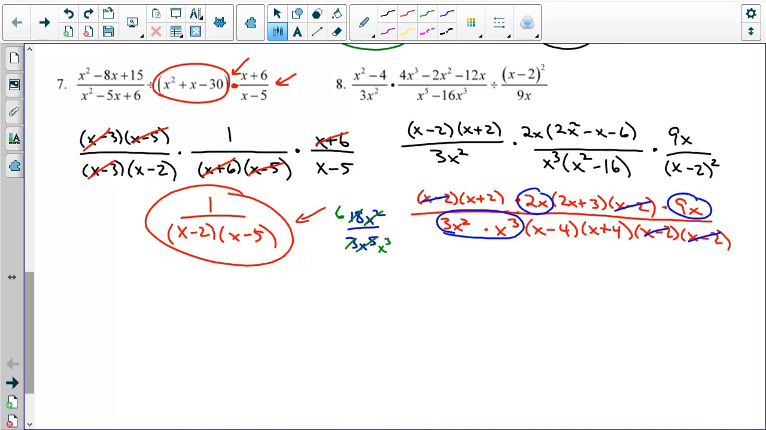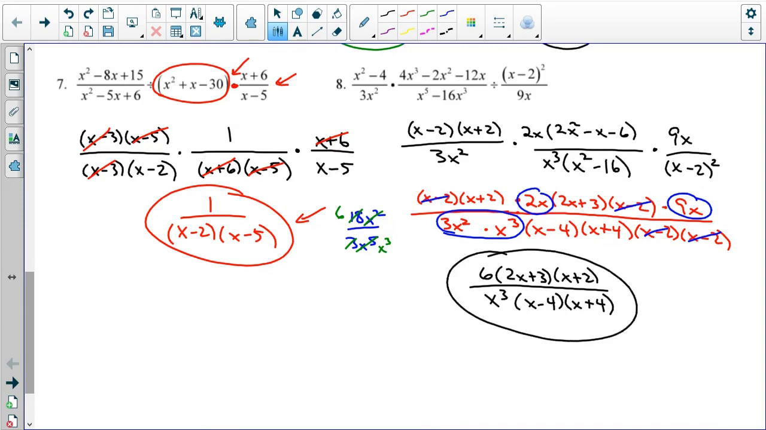So if I do all of that reduction, my final answer, the numerator, ends up having a 6, then I have a 2x plus 3 and an x plus 2, and then the denominator ends up being x cubed times x minus 4 times x plus 4. And that is my final answer for number 8.